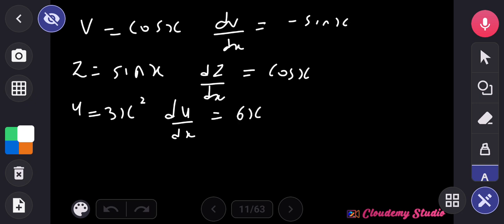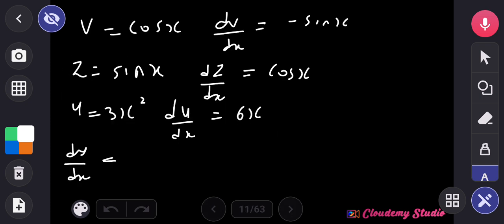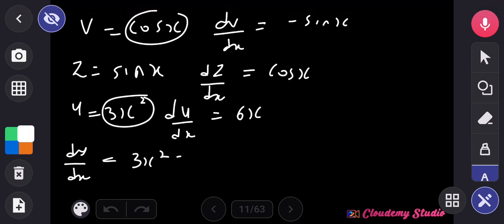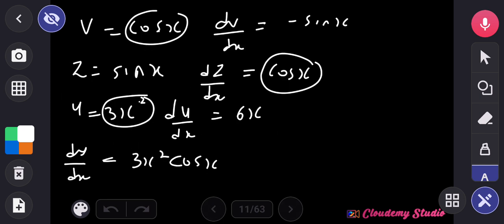So the next thing is that dy upon dx will now be equals to what? Remember the way we said it? We said uv multiplied by dz upon dx. What's our u? Our u is 3x squared. Then v is cos x. So that will be 3x squared cos x. Then uv then dz upon dx. What is dz upon dx? That is still cos x. So that is cos x multiplied by cos x.